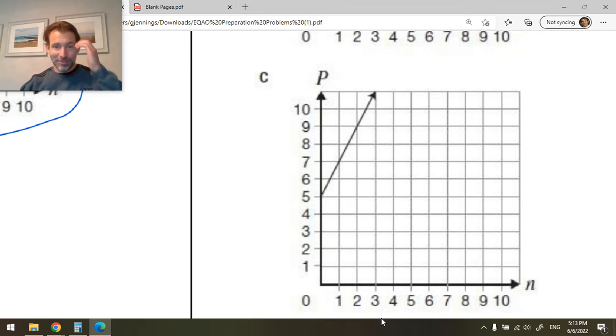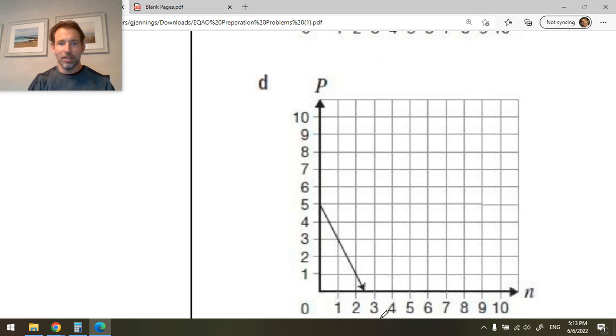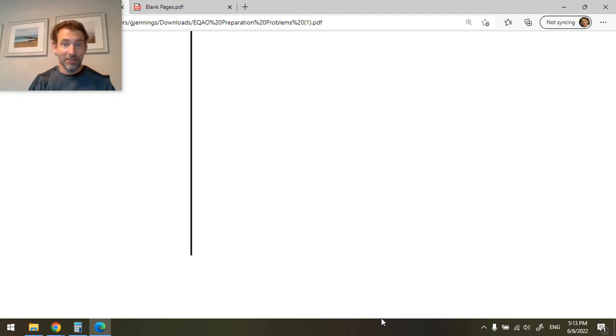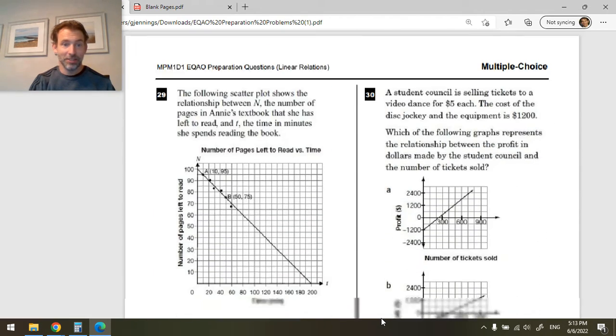Okay, and then this one is P is equal to 2n plus 5. Because it runs 1 and rises 2, but it still has the same B value there. And this one is P is equal to negative 2n plus 5. Yeah, it runs 1, rises negative 1. Sorry, negative 2. So negative 2 in there. Yeah. Okay, that's question 28. Done 16 ways.